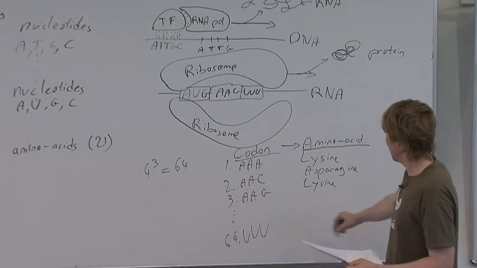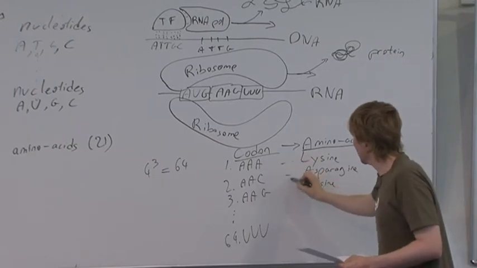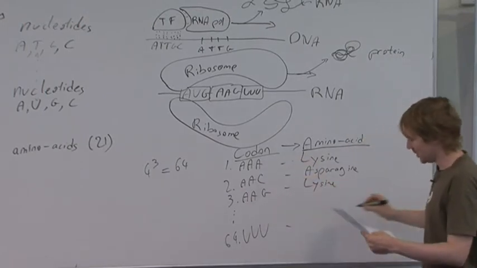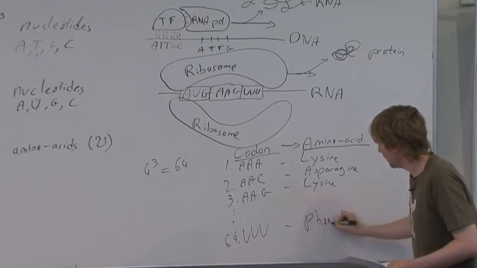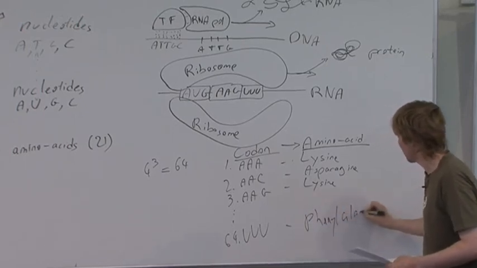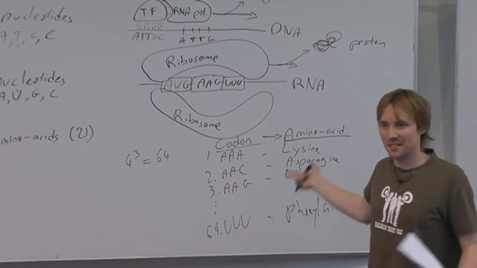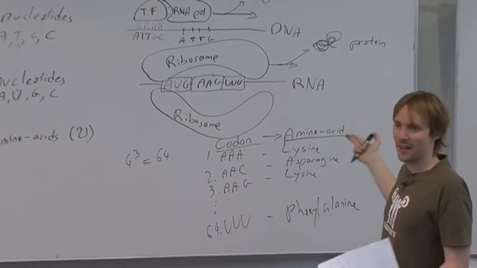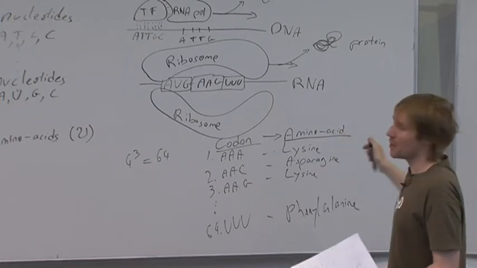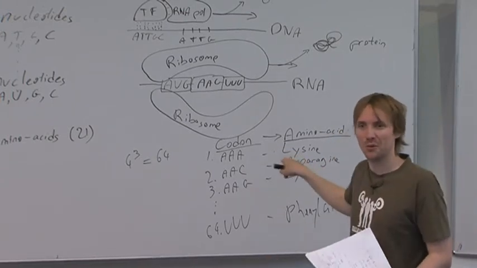Okay, so using this code, we can translate. And UUU, for instance, gives you phenylalanine. You don't have to remember that, but what you have to remember is that this is an amazing constant in life, right? The bacteria, humans, plants, they use the same code.